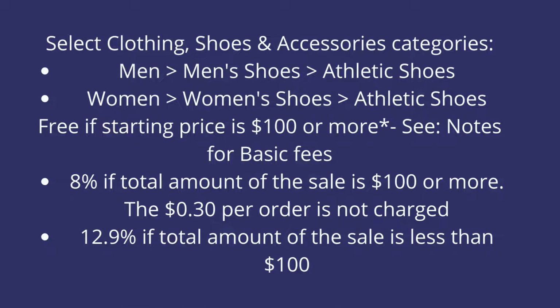So here's another example for clothing. If you're selling men's or women's athletic shoes, then the basic fees are free if the price is $100 or more. And you only get 8% taken out for the final value fee if you sell it for $100 or more. And the 30 cents is not charged. However, it is 12.9% of the sale if the item is under $100.